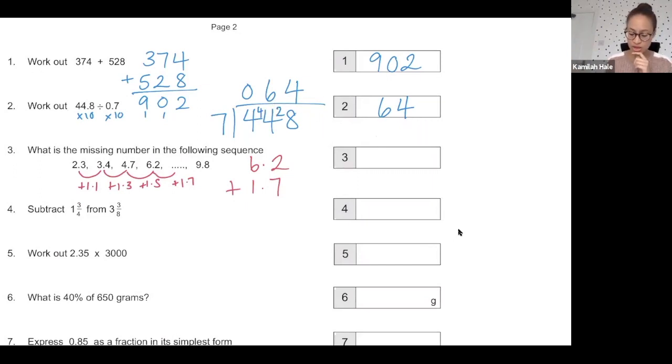Okay, and then number 3, 6.2 plus 1.7 is 7.9.